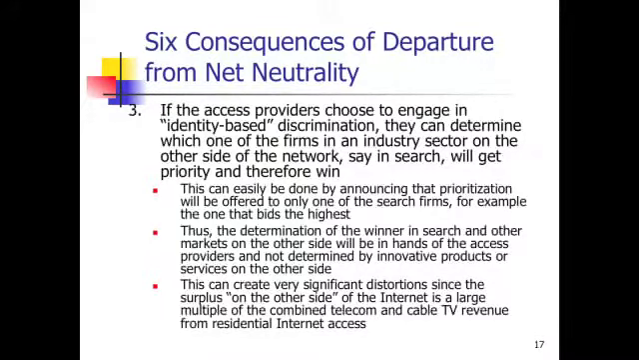The third problem is the identity-based discrimination that I described a bit earlier. By doing identity-based discrimination, by saying one guy gets the fast service and nobody else, the network can pick the winners in its type of other side market. They can pick the winner in search, they can pick the winner in content, in this and that and that.